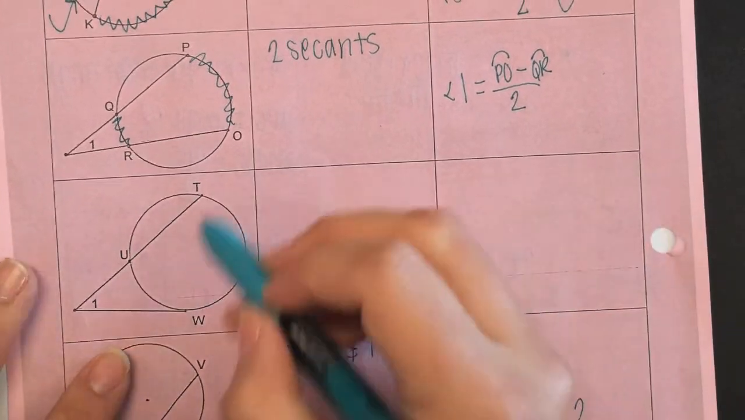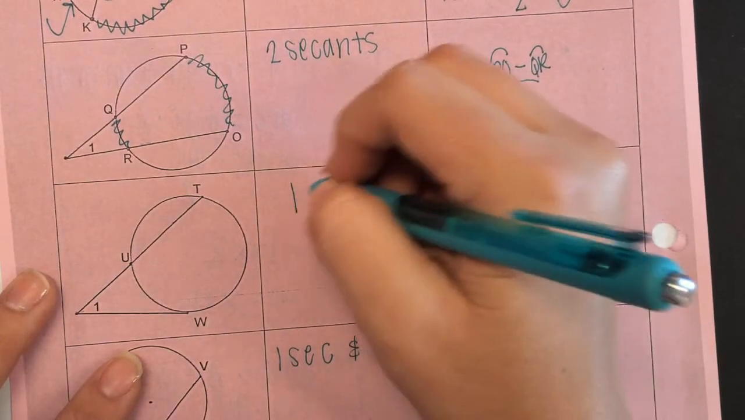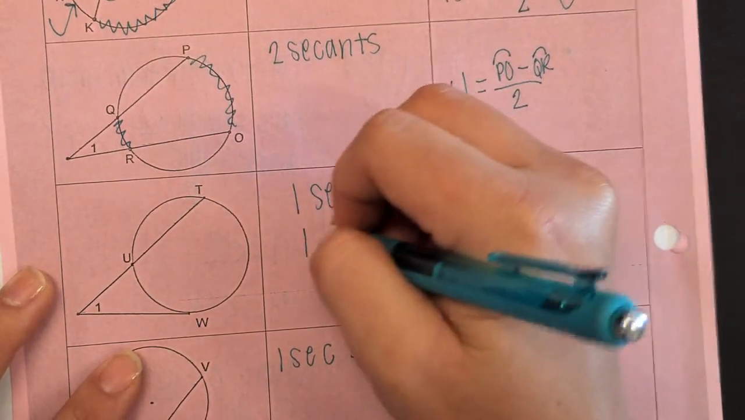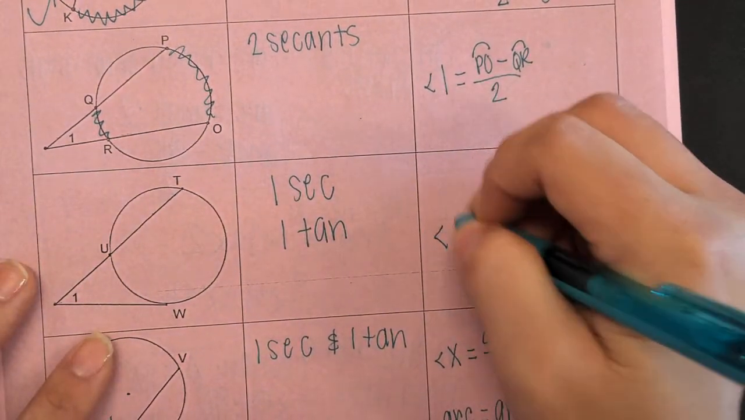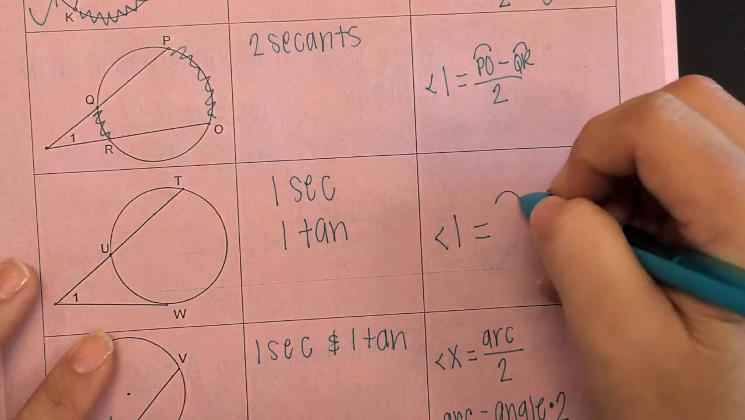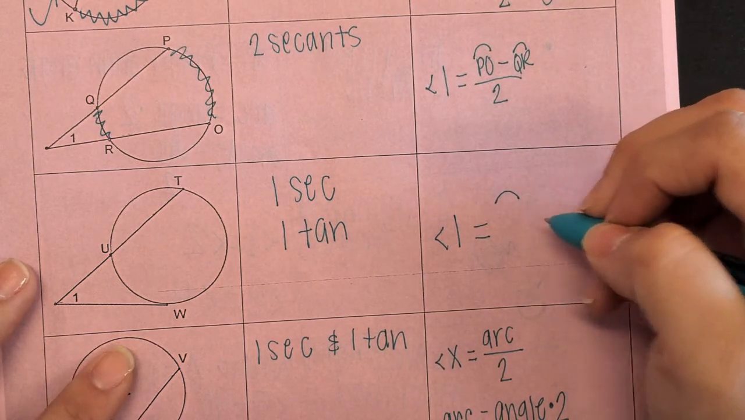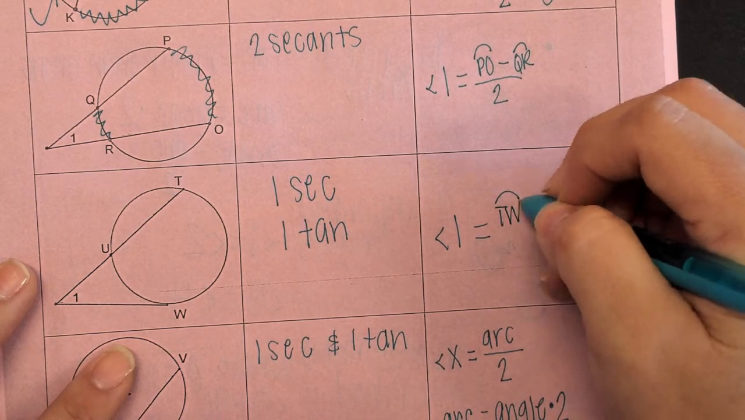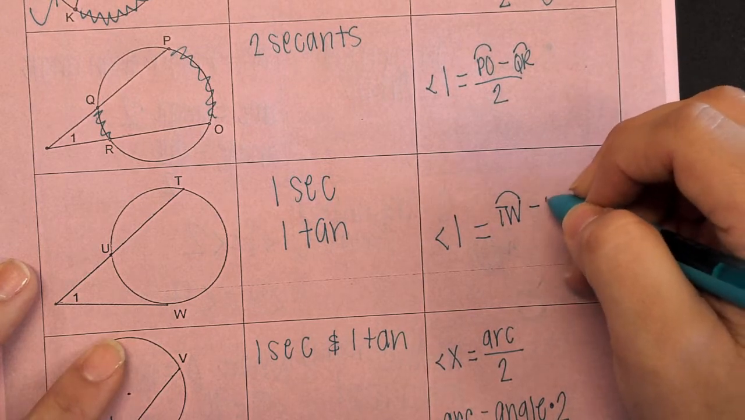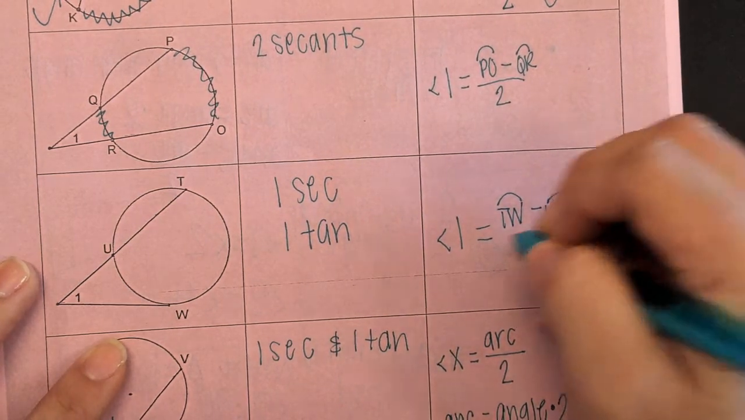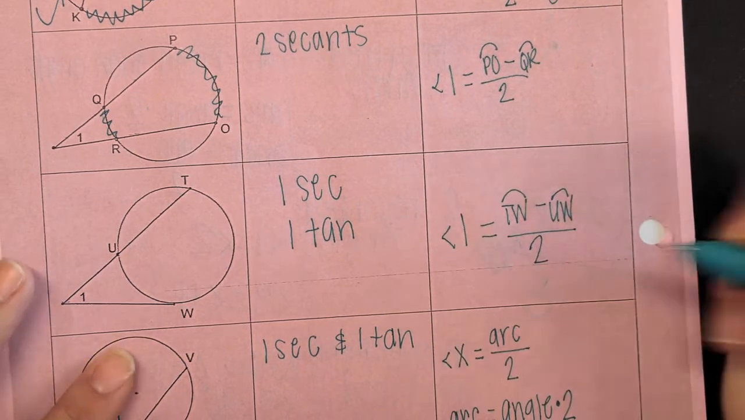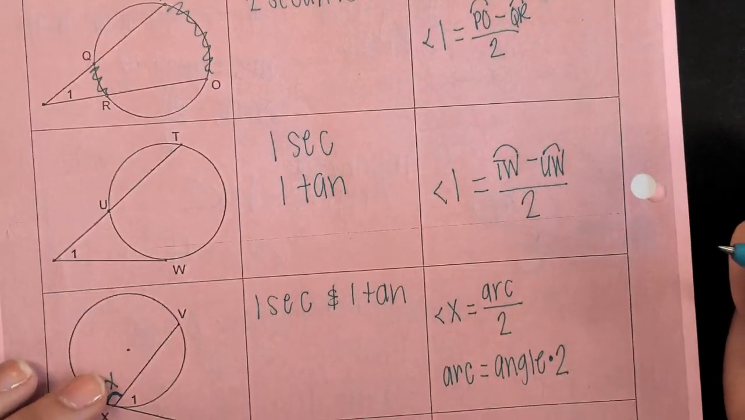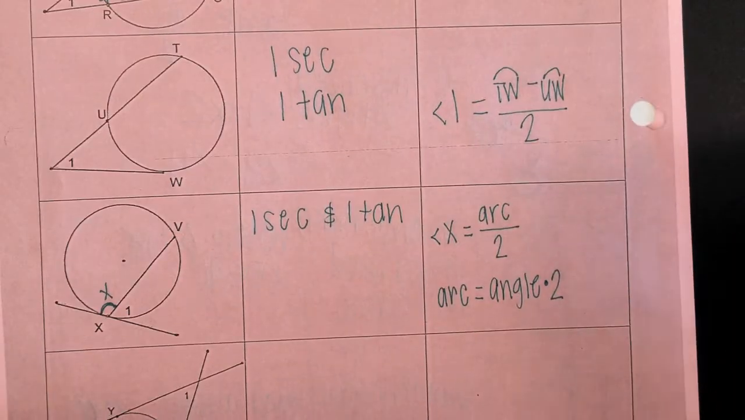Okay? What kind of lines do I have right here? 1 secant, 1 tangent. If we want to find angle 1, what's big arc? TW. What's baby arc? UW, and then divide by 2. See how it's the same concept over and over again?